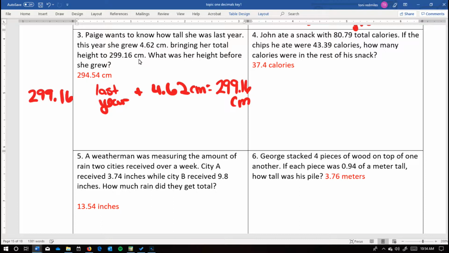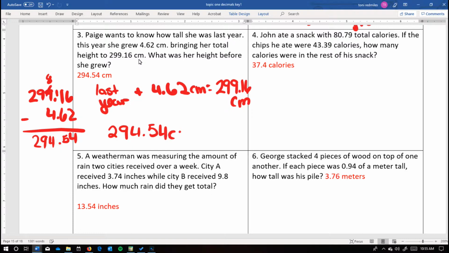I think somewhere in school we lose our common sense. And so if your common sense is saying subtract from the beginning, I don't want to discourage that. And that means that last year she was 294.54 centimeters tall.